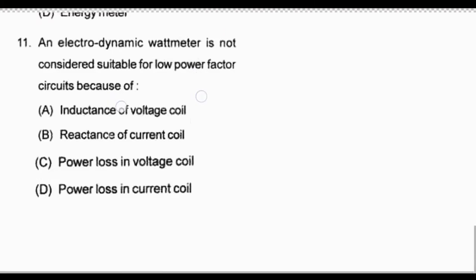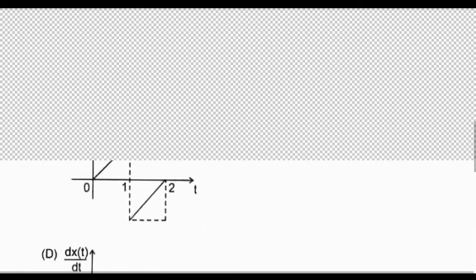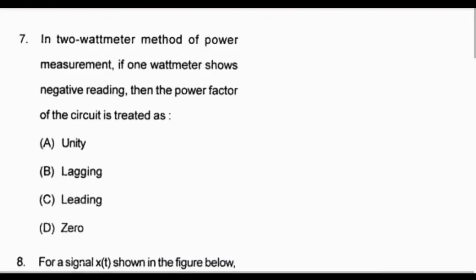Next question, question number 7. Question number 7 is: in 2 wattmeter method of power measurement, if 1 wattmeter shows negative reading, then power factor of the circuit is treated as. So in this question, this is a very interesting question. I want to recall all the things regarding that 2 wattmeter method.